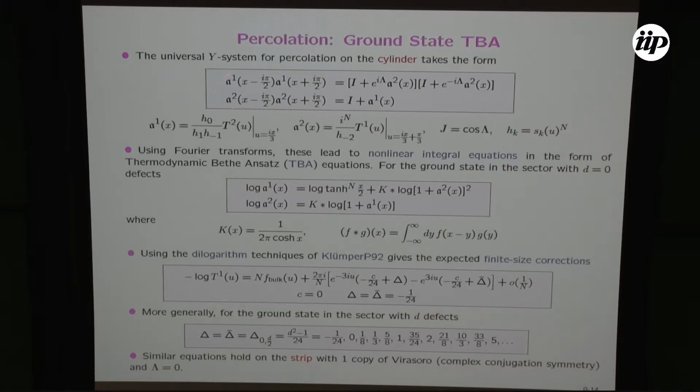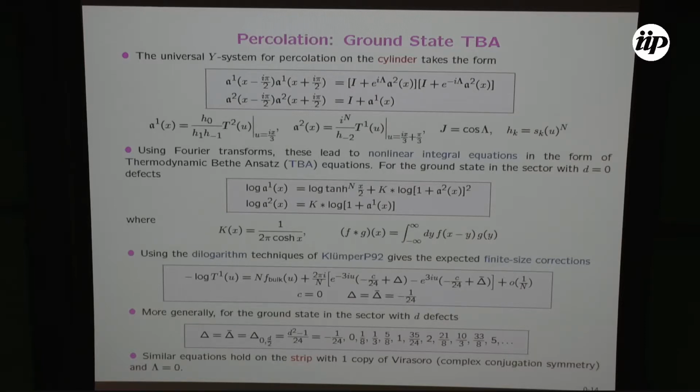This is a standard form for a TBA equation, and so you can convert these functional equations to nonlinear integral equations. This is a standard technique, and these equations become this if you're looking just at the ground state. And here I'm writing it down for the ground state in the sector with no defects. So K is the kernel of this integral equation, and we have the usual convolution. Once you have a standard TBA like this, there are standard methods using dilogarithm techniques to calculate the conformal weights in the different sectors. I've only written down the sector with d equal to 0.